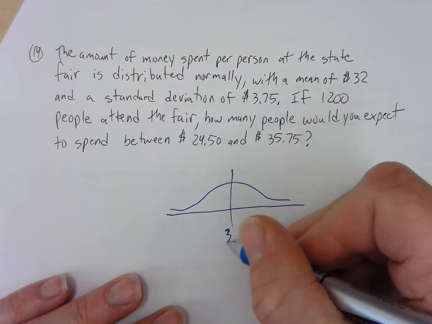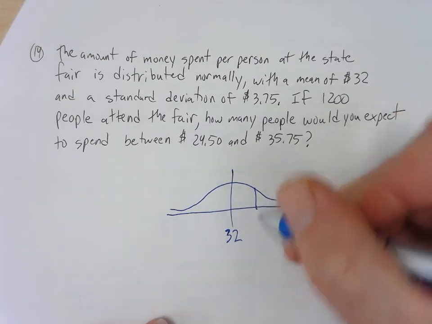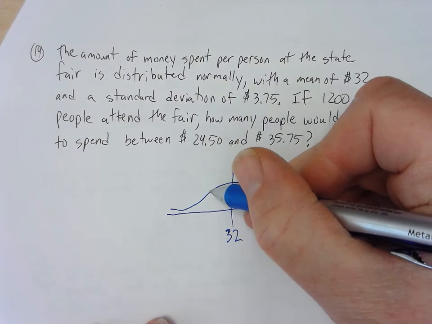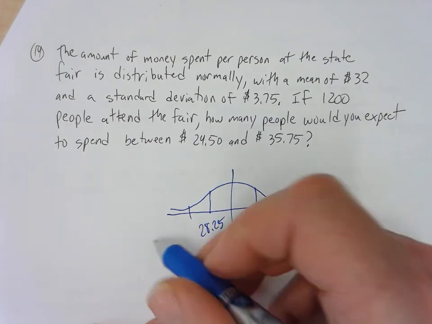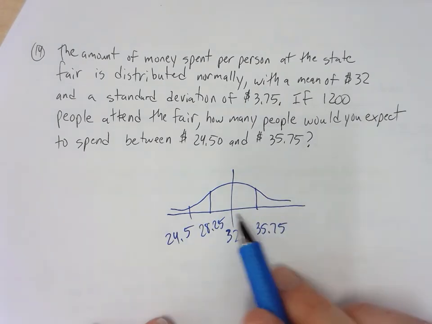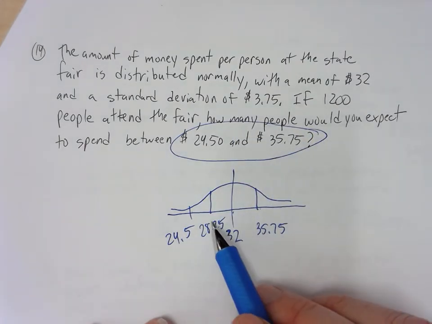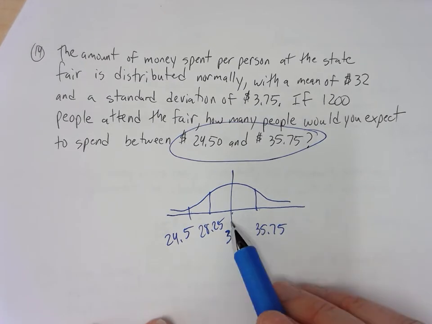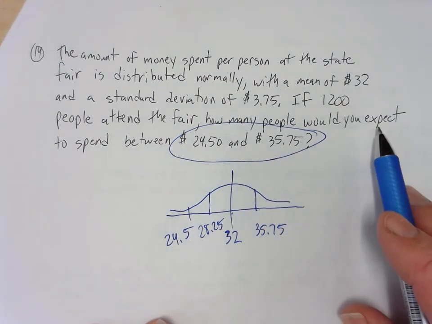Oh, 32. So 32 is the mean, and then the standard deviation, we're going to go up here, which would be 35.75, and then we're going to go down here to 28.25, and then to here to 24.5. So there's 1 standard deviation above, and then 2 standard deviations below, and we want to know the probability that the person's going to be between those. This amount spent at the state fair is distributed normally with a mean of 32 and standard deviation of 3.75. If 1,200 people attend the state fair, how many people would you expect to spend this amount of money?